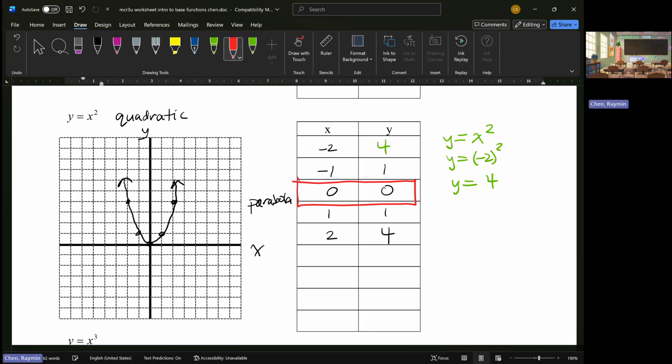0, 0 is the key point. You also know this as the vertex. It's also known as the root. It's also known as the y-intercept. Just some extra characteristics that you could describe for yourself. The main thing is to recognize that we have this kind of curved shape. It's technically not a U. That is why it's called a parabola.